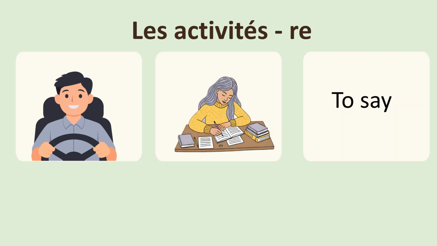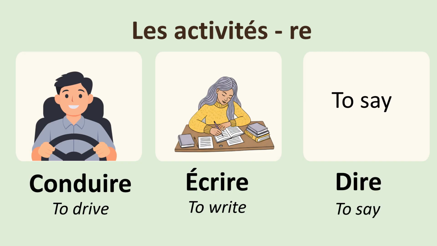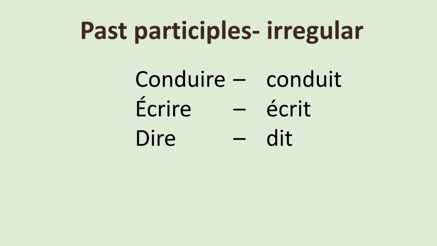Let's look at some other activities. Here we're talking about to drive, which is conduire. Then to write, which is écrire. And to say, which is dire. For those particular verbs, conduire, écrire, and dire, you need to have the T at the end: conduit, écrit, dit.